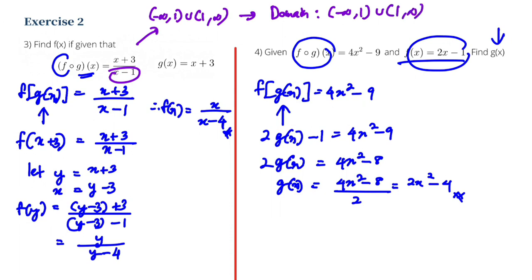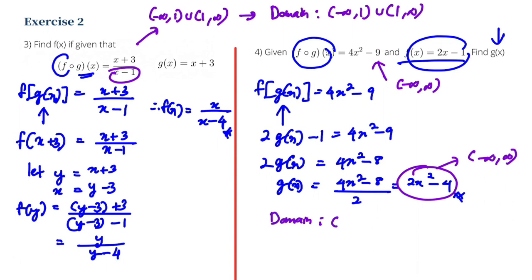Now let's look at how to find the domain for question number 4. Given the composite function here, f(x) squared minus 9, the domain of the final expression is from negative infinity until infinity, and we have to make sure it intersects with the domain of the inner function. Our inner function is quadratic, therefore the domain is also from negative infinity until infinity. Therefore, the final domain is from negative infinity until infinity.